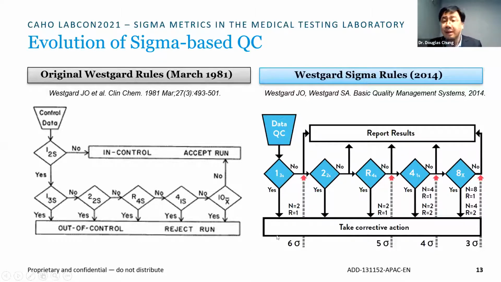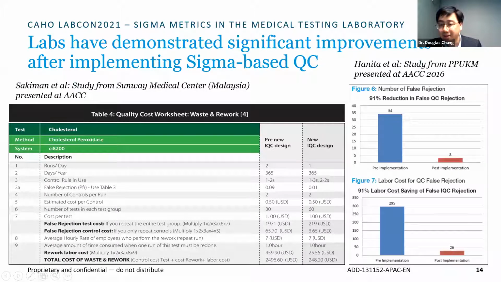Now, labs have demonstrated that there is significant improvement after implementing this process. You see, this is a recent publication or presentation in AACC showing significant cost savings because they were able to streamline and optimize their QC. Another publication from AACC in 2016 also showed a 91% reduction in the false QC rejection, many fewer QC rejections, much less troubleshooting, recalibrations, reruns, etc.